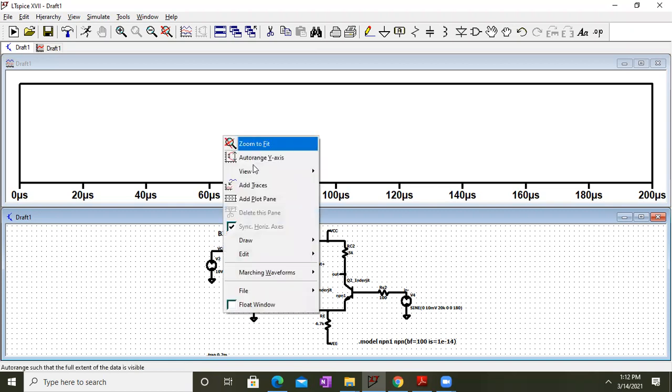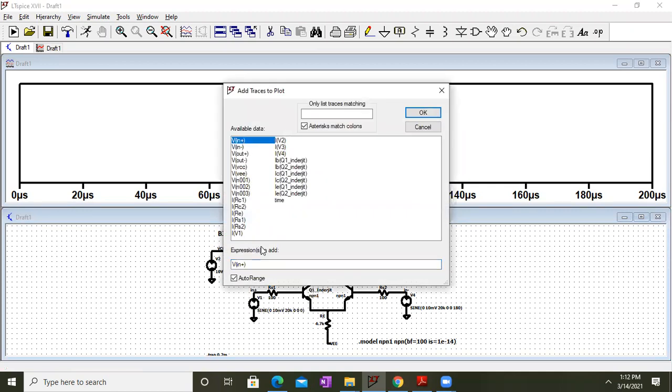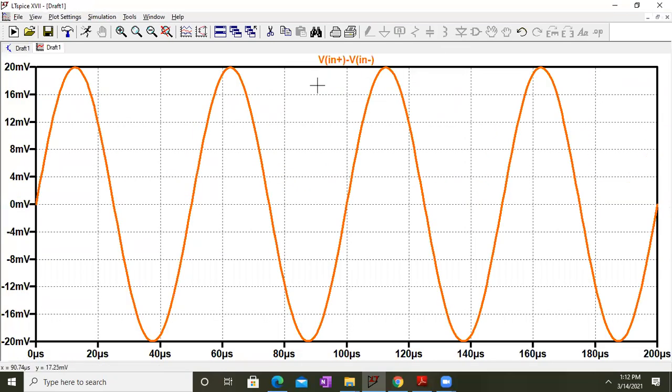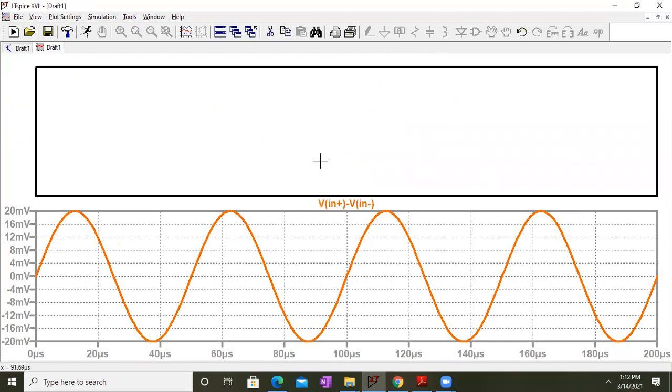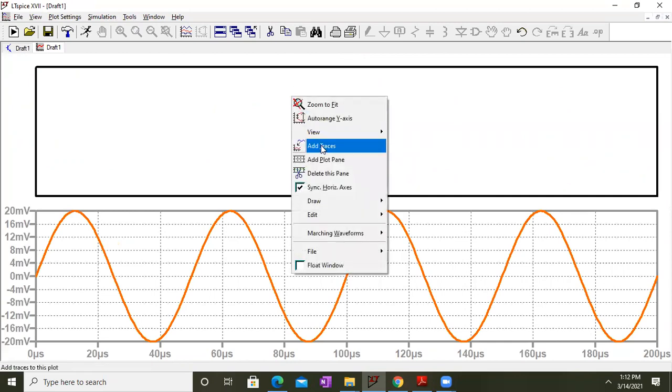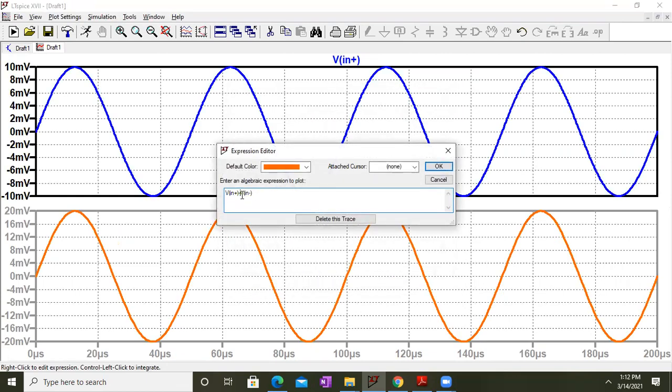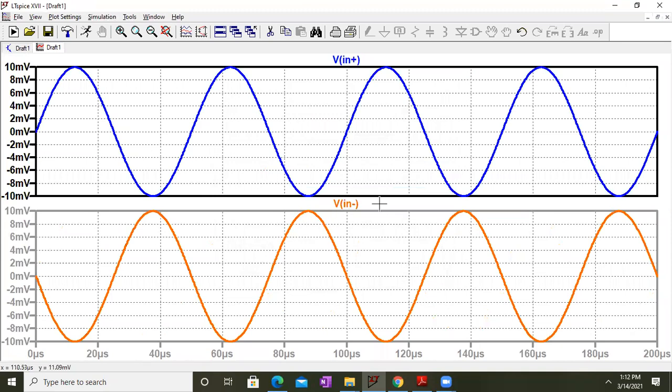So I can right click over here, add trace, and write V(in+) minus V(in-). Okay, so this is the differential input, Vin plus minus Vin minus. If you want to view it separately, to really see if it is a differential input, I can right click and show it to you. So this is Vin plus, and this is Vin minus. As you can see, they are clearly out of phase with each other. So these are two differential inputs.